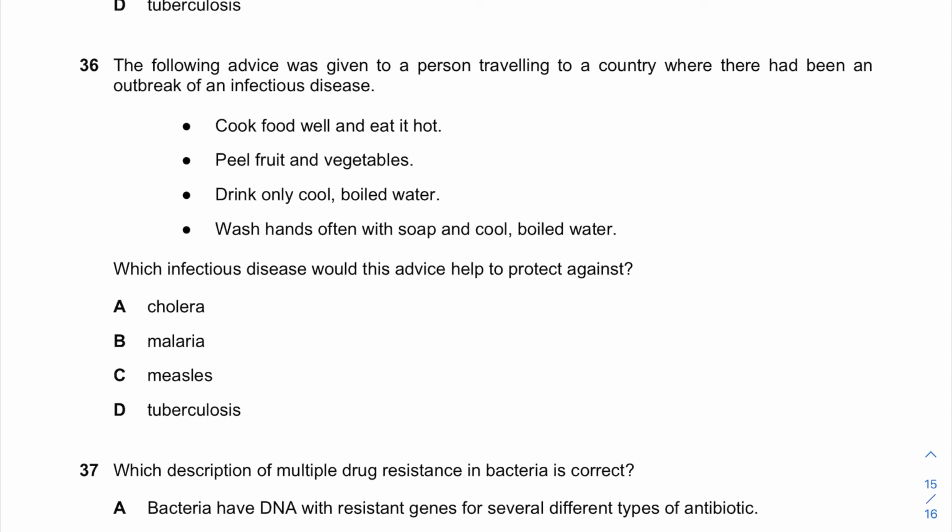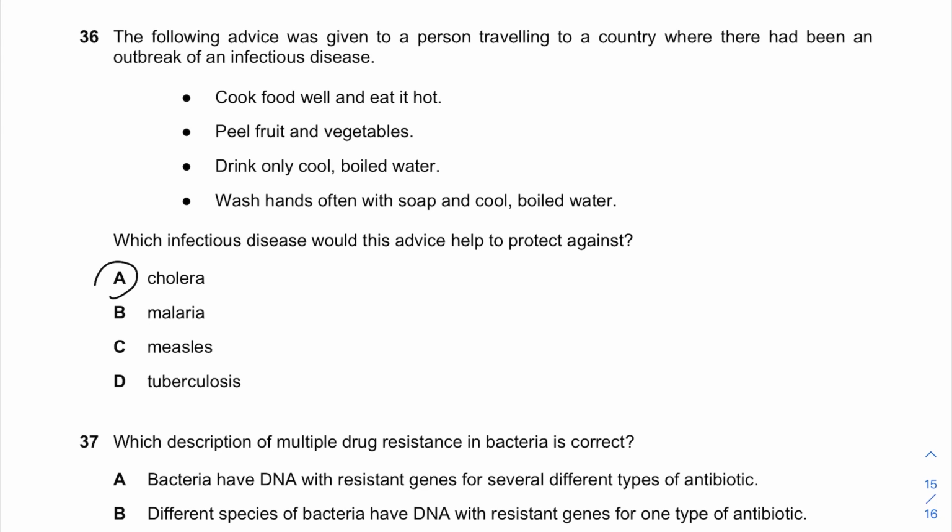Question number 36. The following advice was given to a person traveling to a country where there had been an outbreak of an infectious disease. Cook food well and eat it hot, peel fruit and vegetables, drink only cool boiled water, and wash hands often with soap and cool boiled water. So which infectious disease would this advice help to protect against? When it comes to food, it is cholera, because cholera gets transmitted by contaminated food and drink, water that has not been treated.